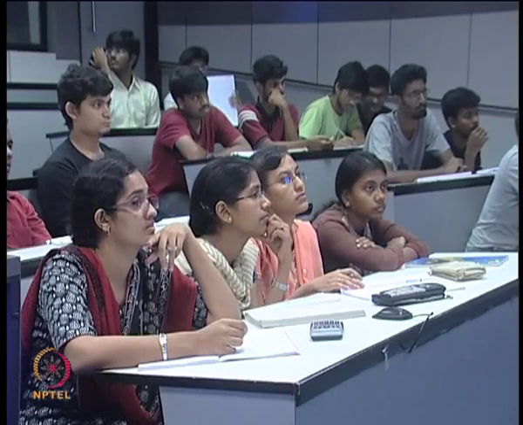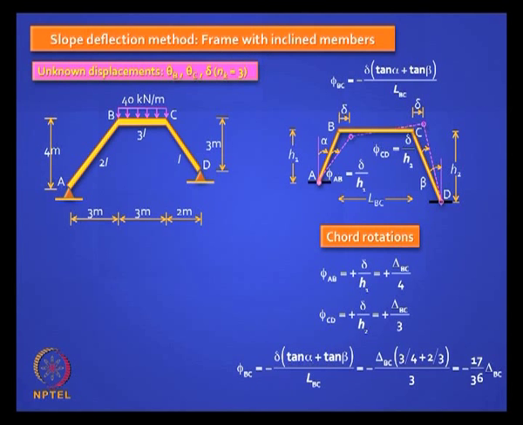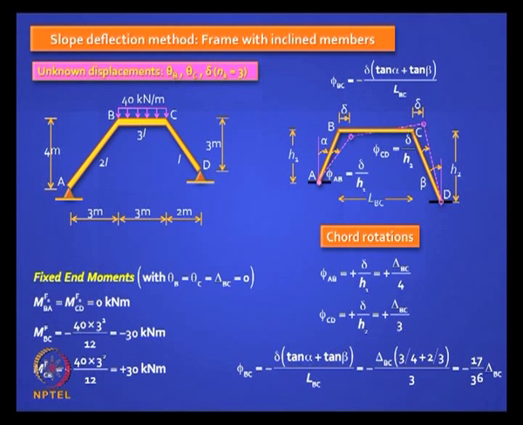You have to write down the slope deflection equation, but before that you need to calculate the fixed end moments, which are very easy to calculate. These are your chord rotations in terms of delta, and your fixed end moments are straightforward: minus WL squared by 12 plus WL squared by 12. You have fixed end moments only in BC.